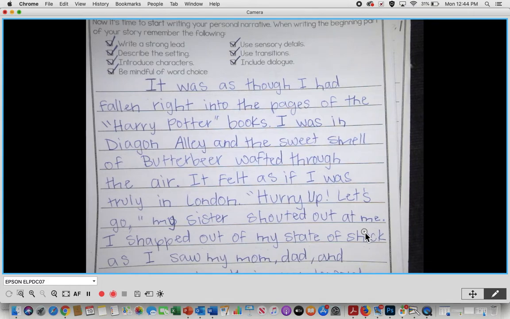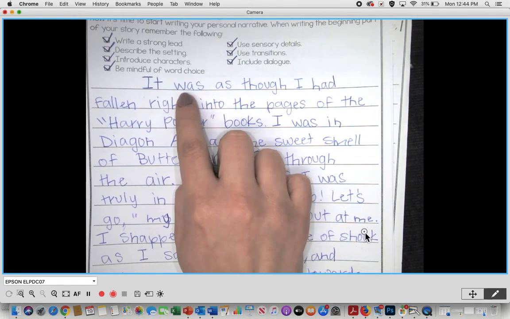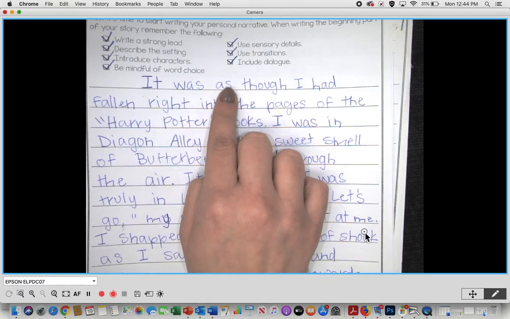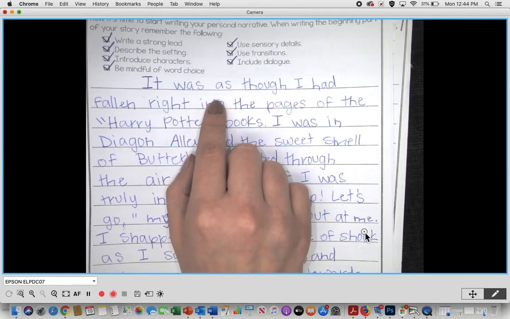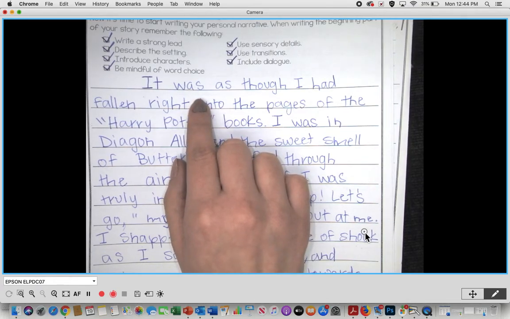When I reread, I need to read out loud or whisper read. This is not a time to read in your brain, because your brain might skip over mistakes. Sometimes our brain knows what we're trying to say, and it will allow us to skip over mistakes we made. So if you say it out loud, you're more likely to catch mistakes. So please, please, please read out loud, as that will help you best.